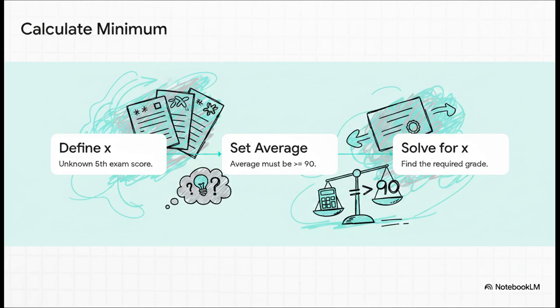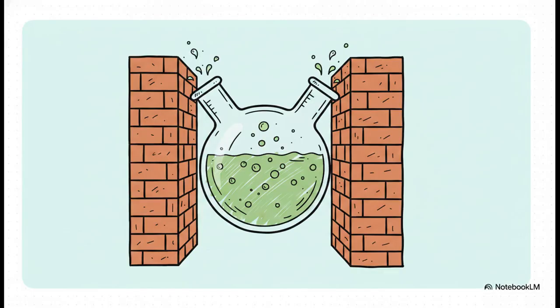Step 1, we define our unknown 5th score as x. Step 2, we build the inequality. We add all 5 scores together, divide by 5 to get the average, and set that entire expression to be greater than or equal to 90. And step 3, we solve. Multiply both sides by 5, add up the scores we know, and isolate x. Doing the math reveals you need an 82 or higher on that final exam. It proves exactly what you need to score to hit your goal. No guessing required.